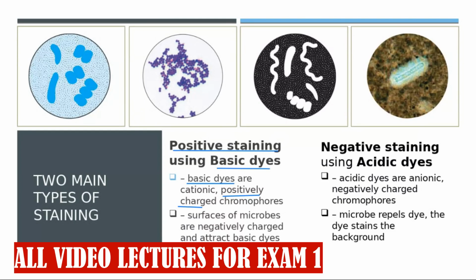So these are examples over here. This one and this one are positive staining using basic dyes. You see the cell is actually stained with color. The background is brighter because the background is not stained. So this is positive staining using basic dyes.